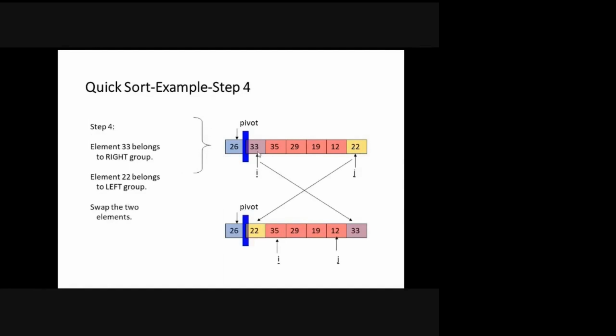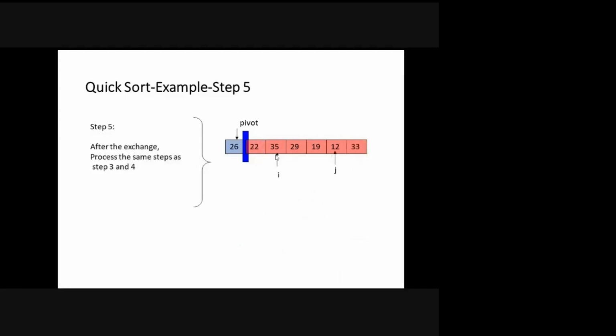So this is what is happening over here, where 33 and 22 will be interchanged first, and then 35 and 12 will be interchanged next. Then again i will be incremented to 29, and j will be decremented to 19. So i will take the place of 29 and j will take the place of 19.